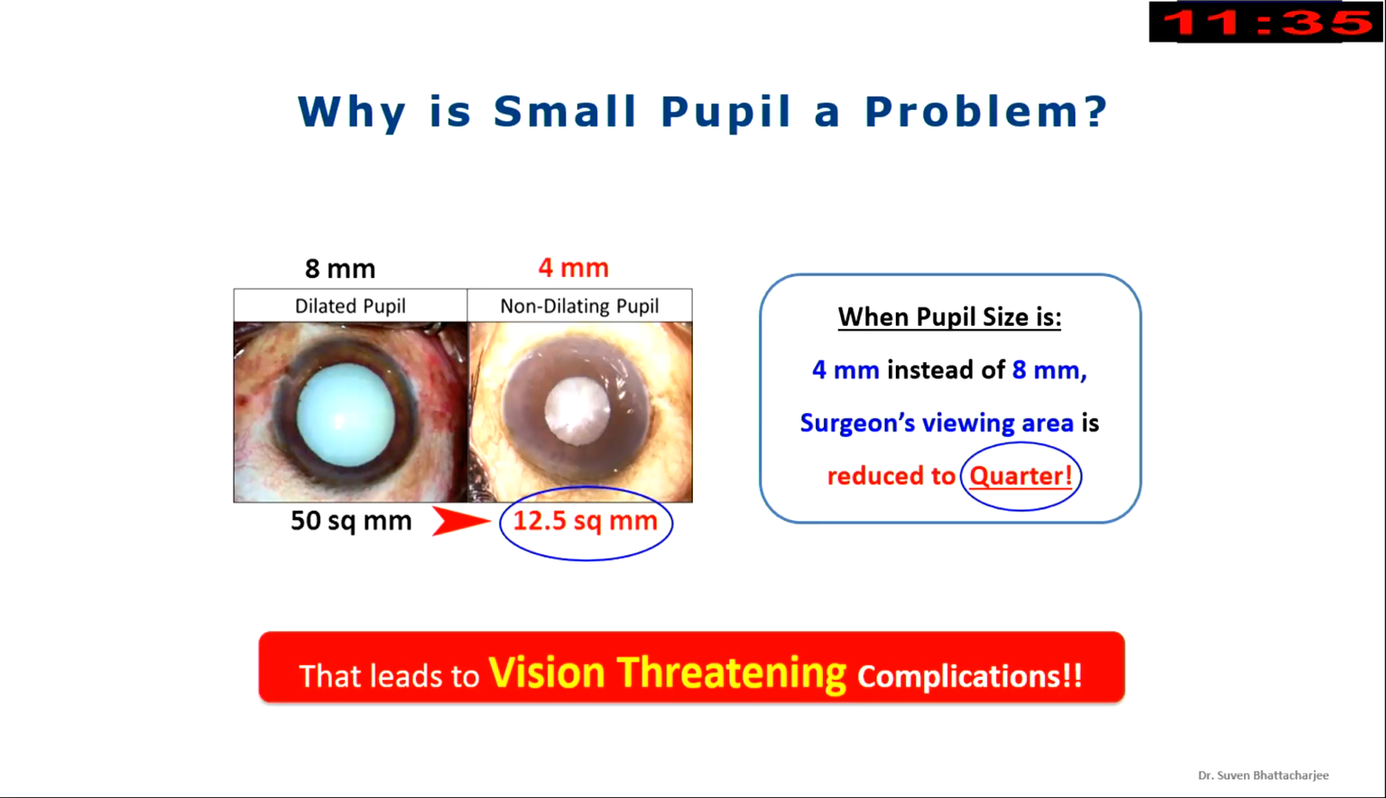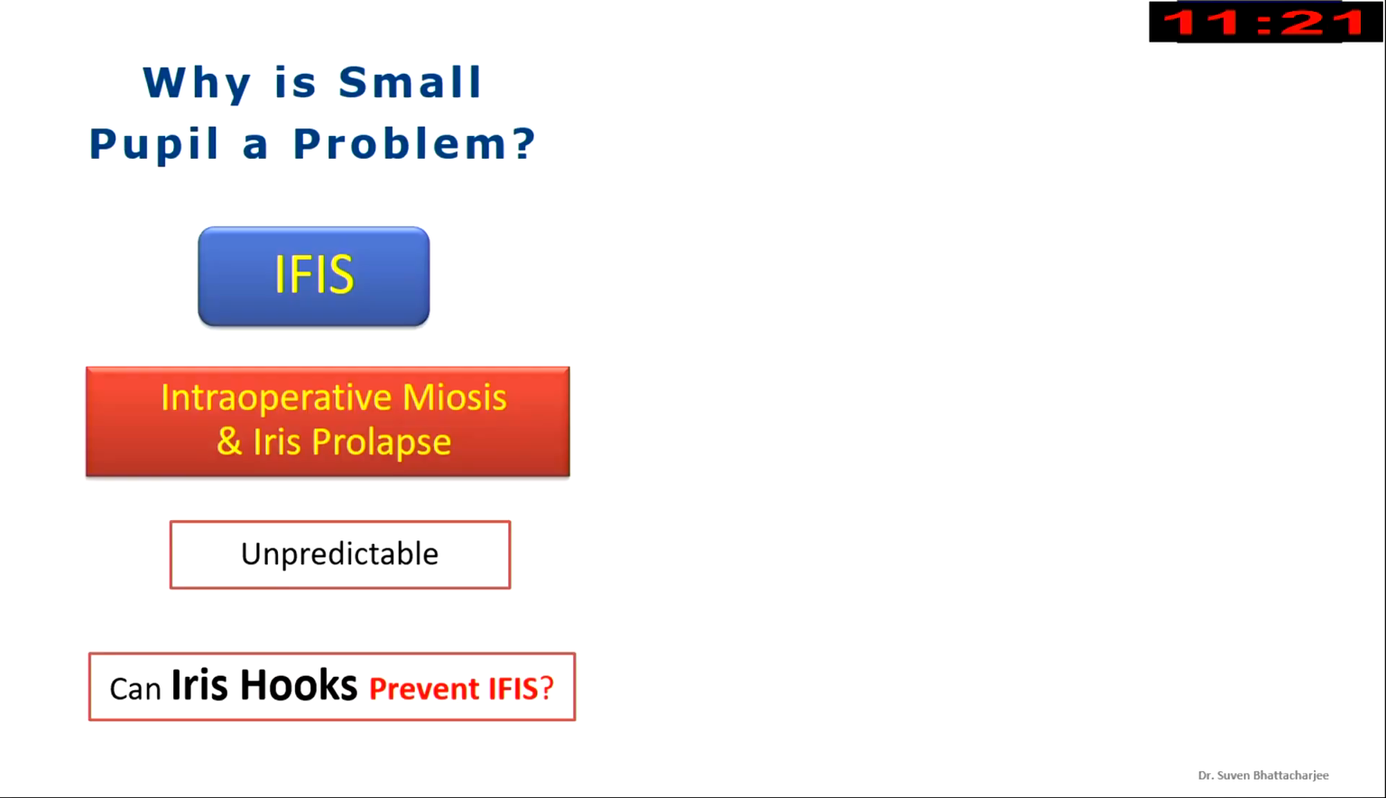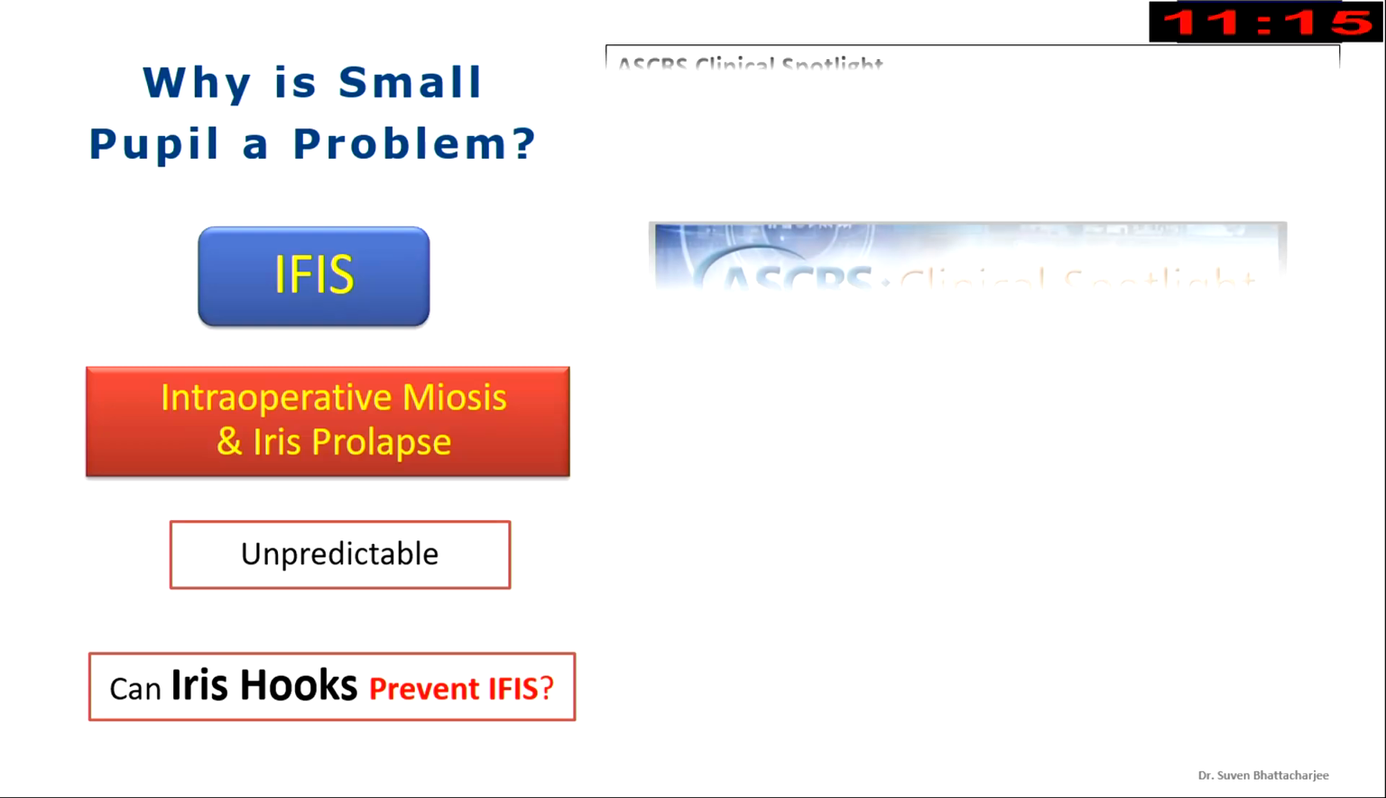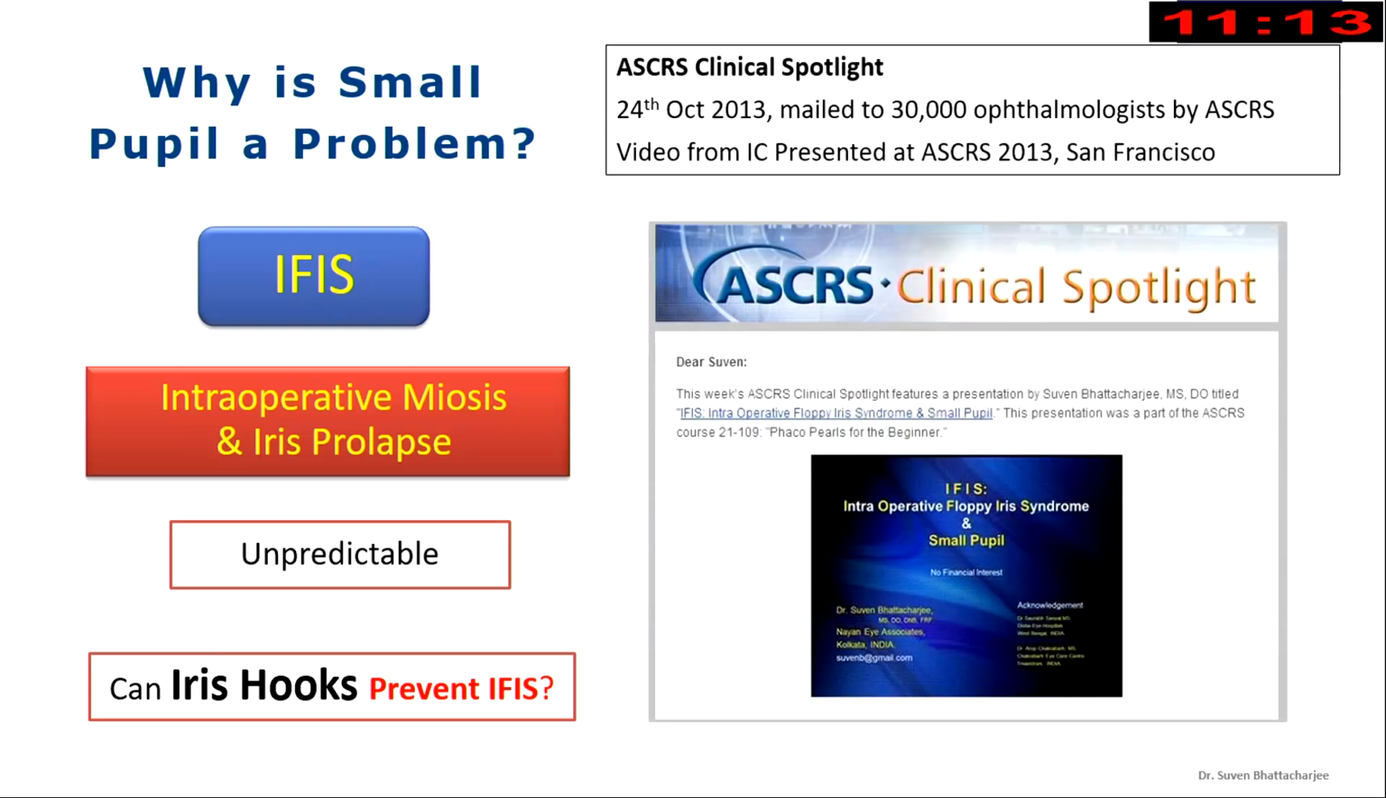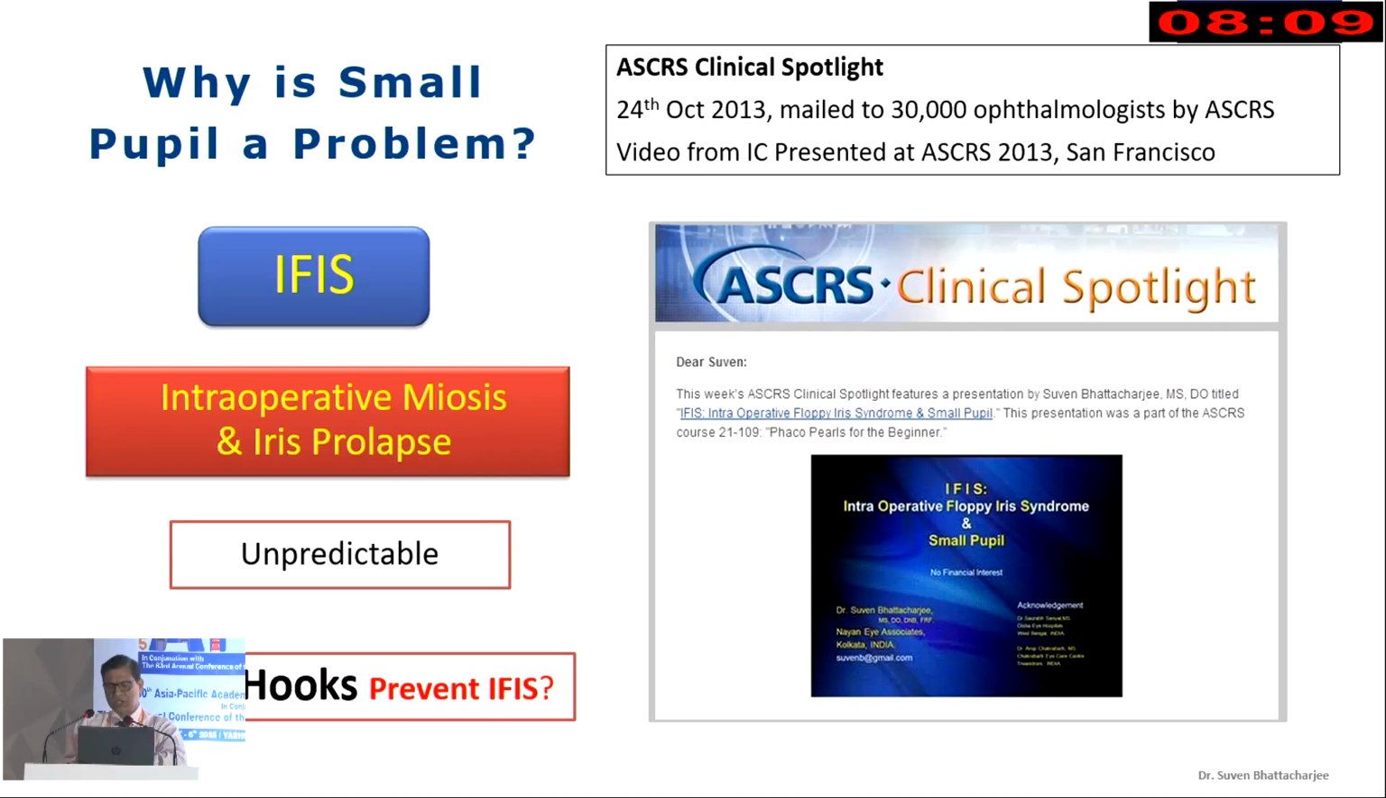So, why is small pupil a problem? When the pupil size comes down by half, the viewing area for the surgeon comes down to a quarter, and that leads to vision-threatening complications. Now, again, why is it a problem? Because intraoperative miosis is unpredictable. So, there is always a question of whether it's iris hooks or pupil expanders. Well, let's address both of them.